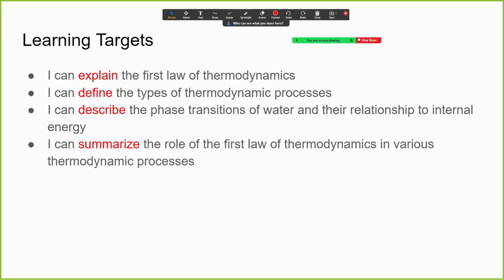So, I can explain the first law of thermodynamics. For those that don't know the laws of thermodynamics, other than the zeroth one, which we talked about already, we'll make sure that we go through the first one in this lecture. I can define the types of thermodynamic processes. I can describe the phase transitions of water and their relationship to internal energy.